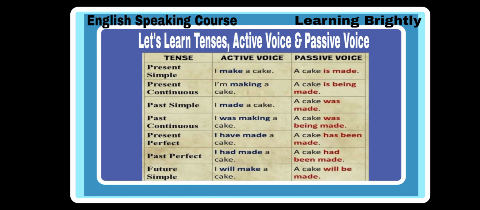Past perfect: I had made a cake. Passive voice, a cake had been made. Future simple: I will make a cake. Passive voice, a cake will be made.